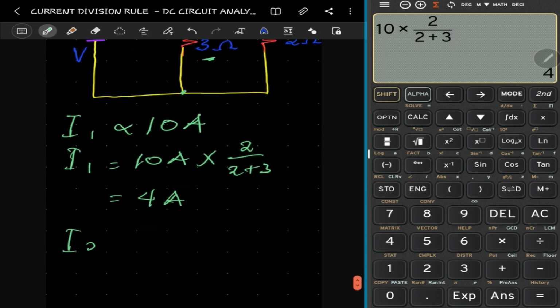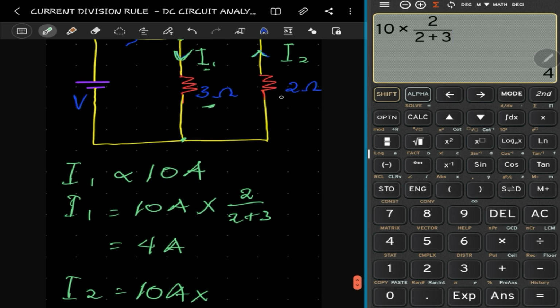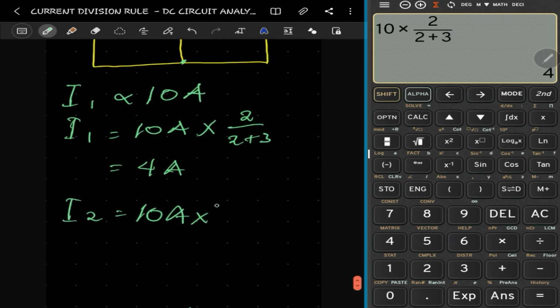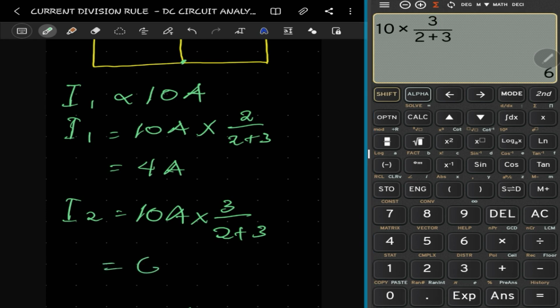I2, the same way, right? It is a portion of the 10 amperes. If we are trying to find I2, we use the other resistance, the one that I2 is not passing through. So that's the 3 ohms. So that's 3 on 2 plus 3, the same thing but slightly different. We have 2 plus 3, and that gives us 6 amperes.